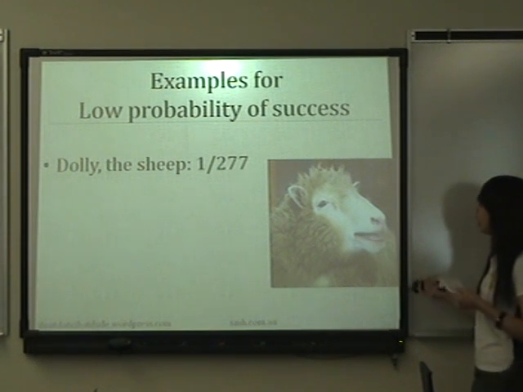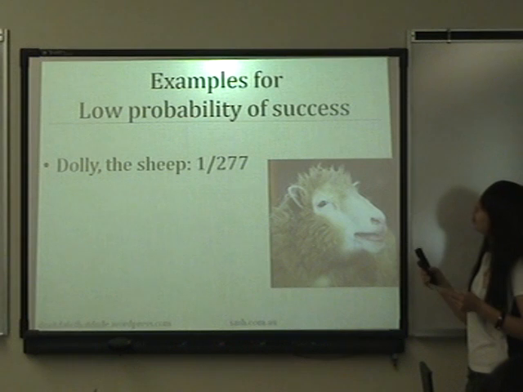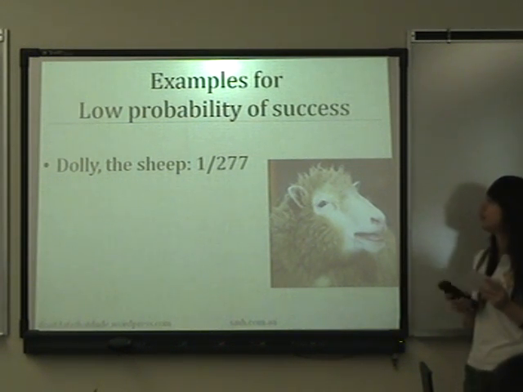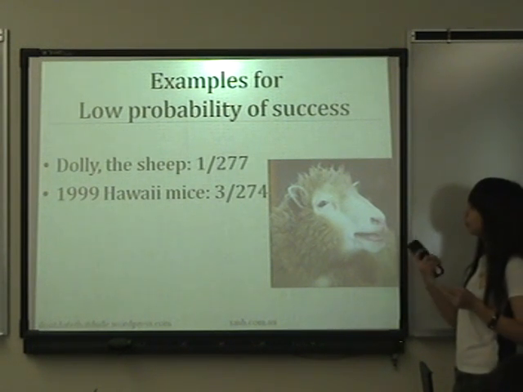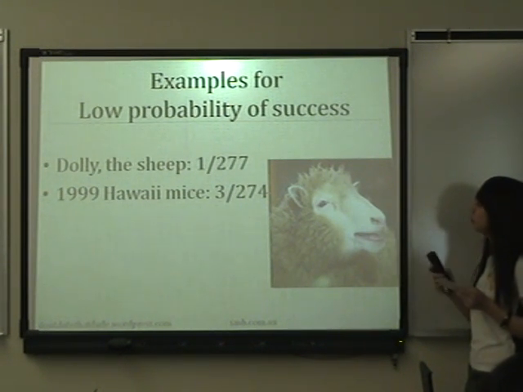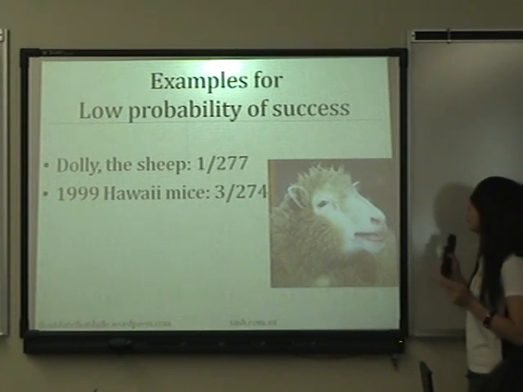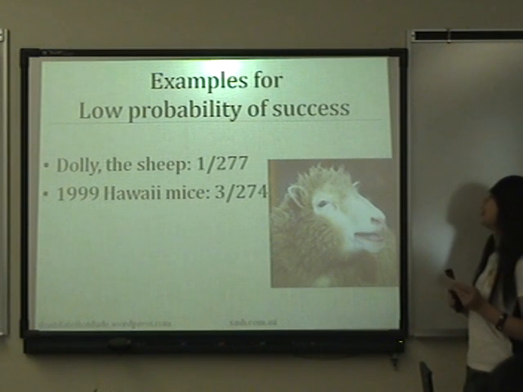And then some examples for the low probability of success. The first one is Dolly the sheep. It's the only survivor out of 277 eggs. And then the second example is the cloned mice in 1999 in Hawaii. The rate is 3 out of 274.